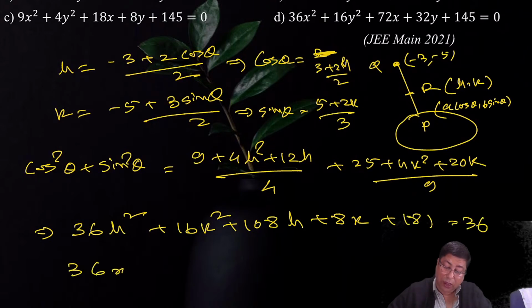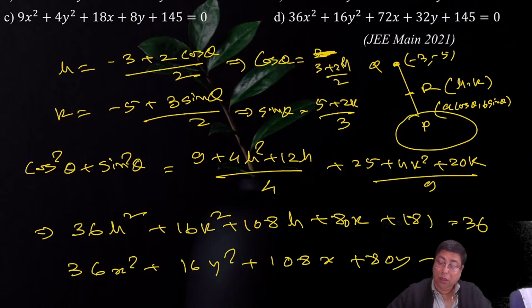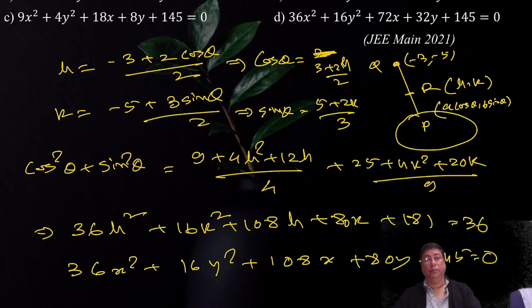Therefore, 36x square plus 16y square plus 108x plus 80y plus 181 minus 36, instead of h and k put x and y. This is 145, right? Yes, 145 equal to 0. Done. Let us do the next one.